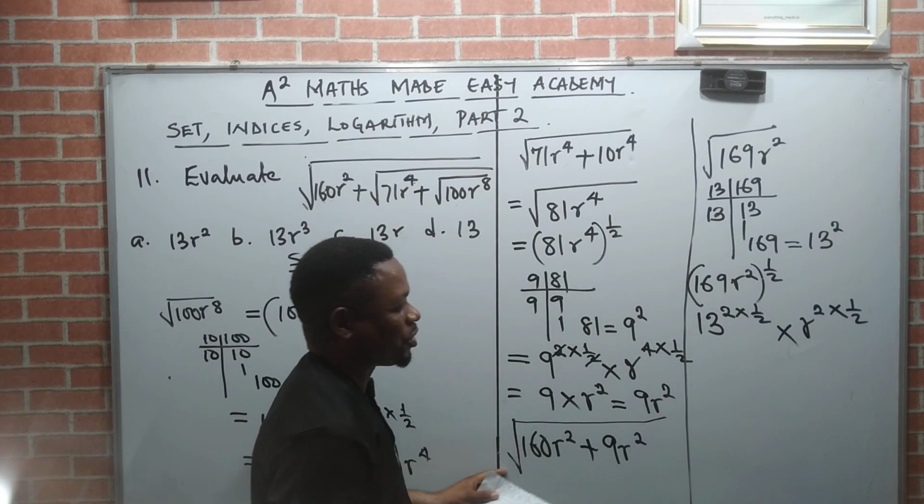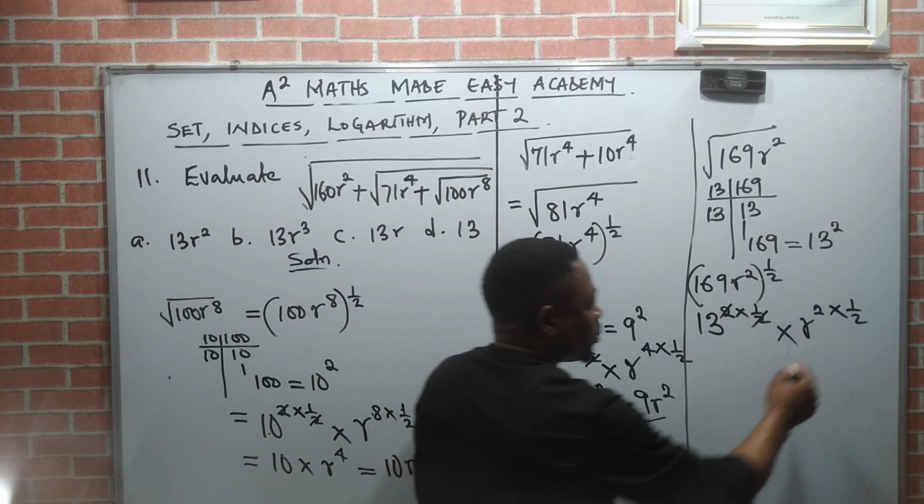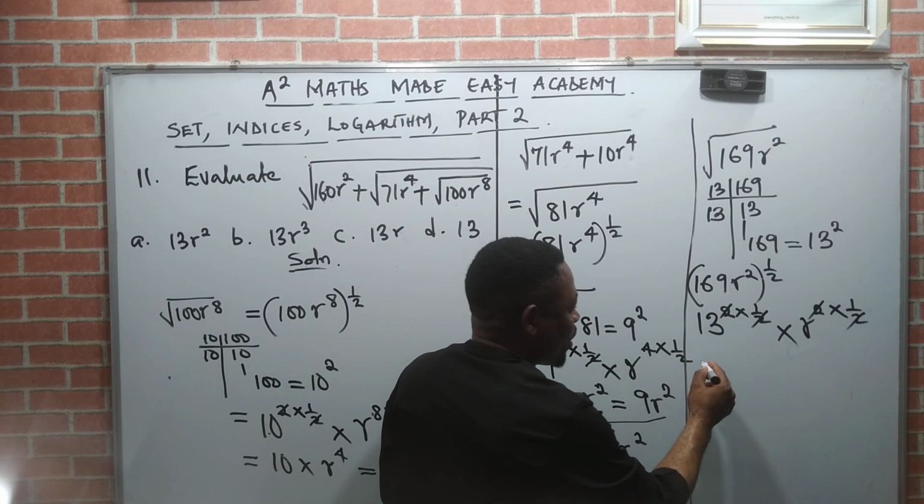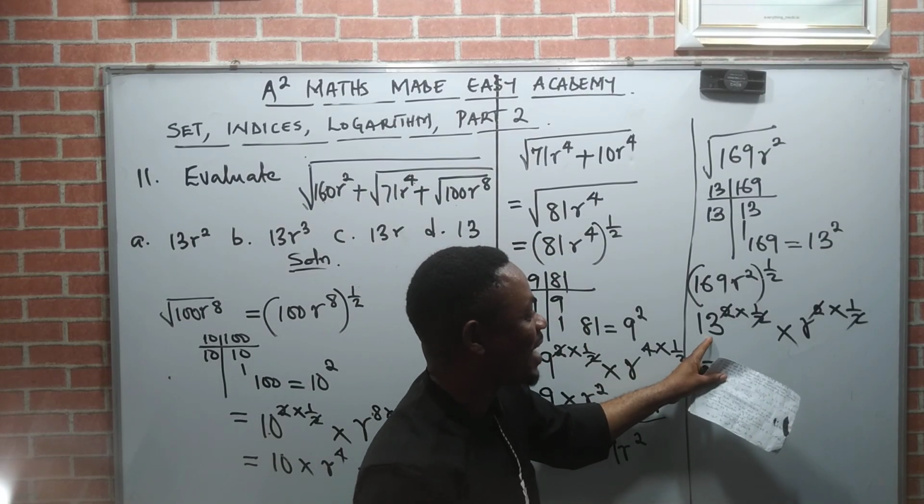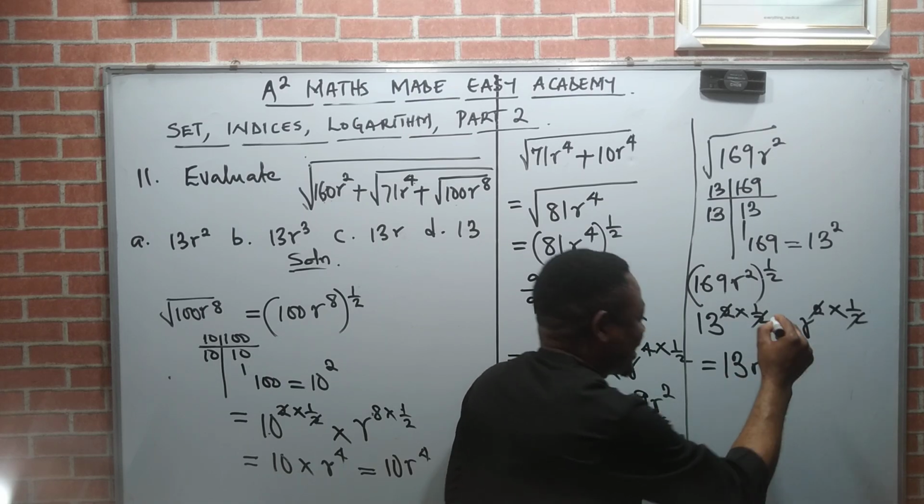Now, can you see that the question is already there? 2 down here, we cancel 2 up here. Talk to me, everyone. What is the answer? 13 times what? R. And what is 13 times R? Beautiful. The answer is 13 R.